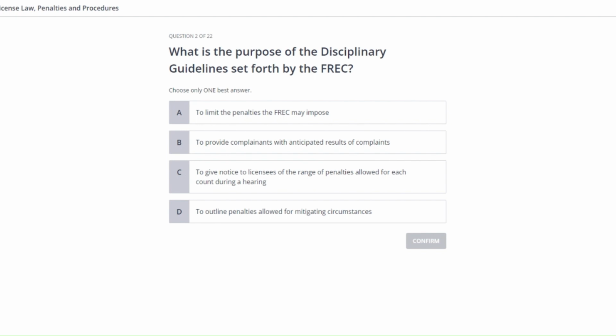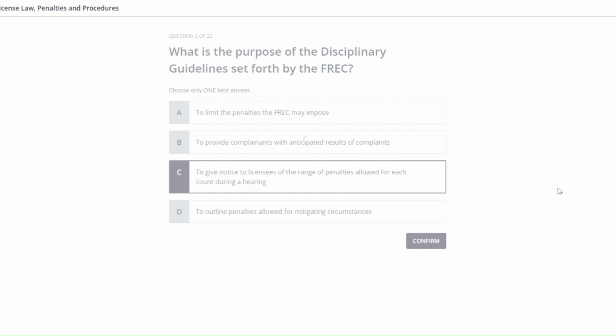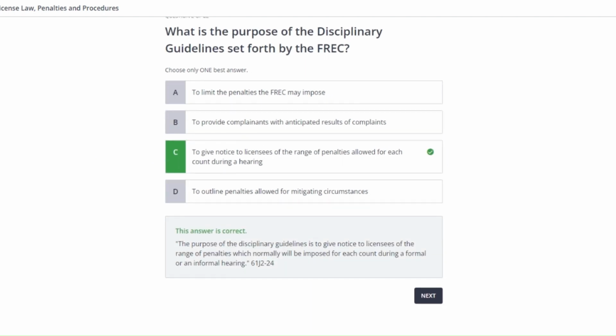So the correct answer for this question is Option C, to give notice to licensees of the range of penalties allowed for each count during a hearing. Let's explore why option C is the correct answer. It is because the purpose of the disciplinary guidelines is to give notice to licensees of the range of penalties which normally will be imposed for each count during a formal or an informal hearing.